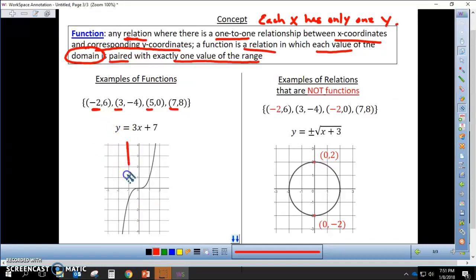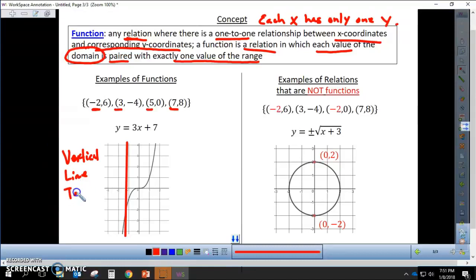we call the vertical line test. Maybe you want to write this one down: vertical line test. So each x can have only one y value. You can see here that at this line, we intersect our graph right here, right? Each x value has only one y value.